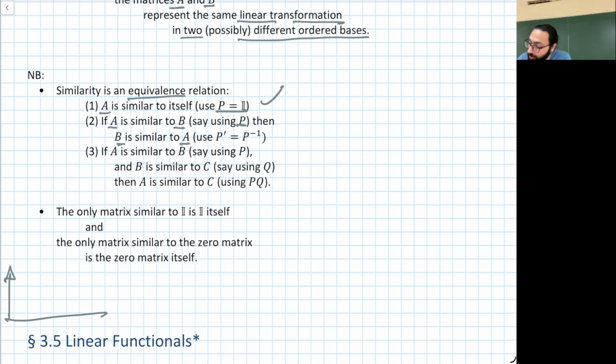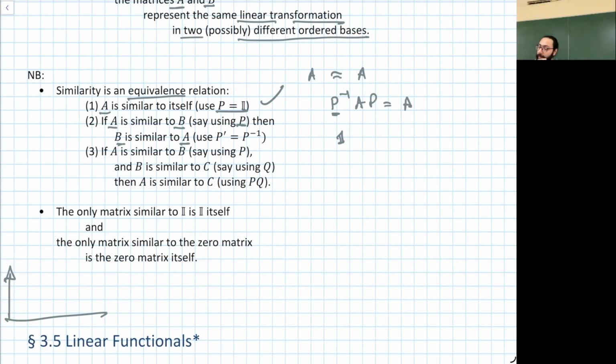So let's do the first step. A is similar to itself. We want to show that A is similar to itself, so we have to use some P such that P inverse AP is the same as A. So what P can we use here? Yeah, you basically take P to be the identity. This will give you what you want. So it shows that A is similar to itself.